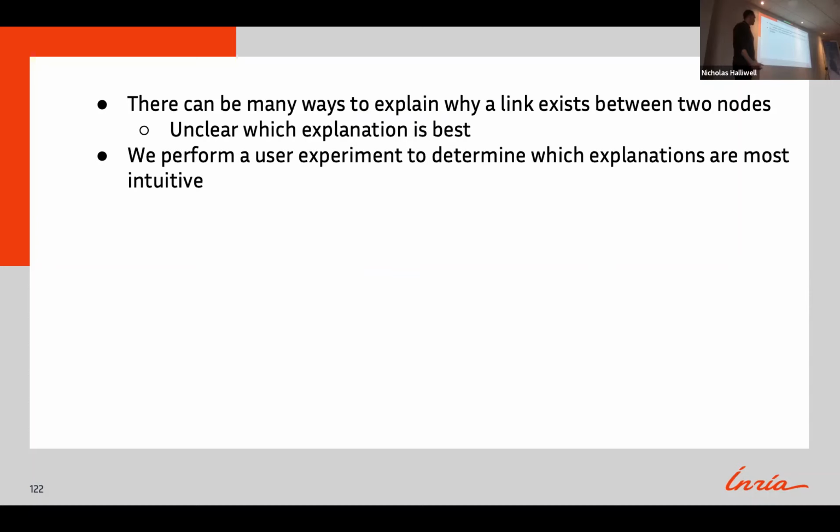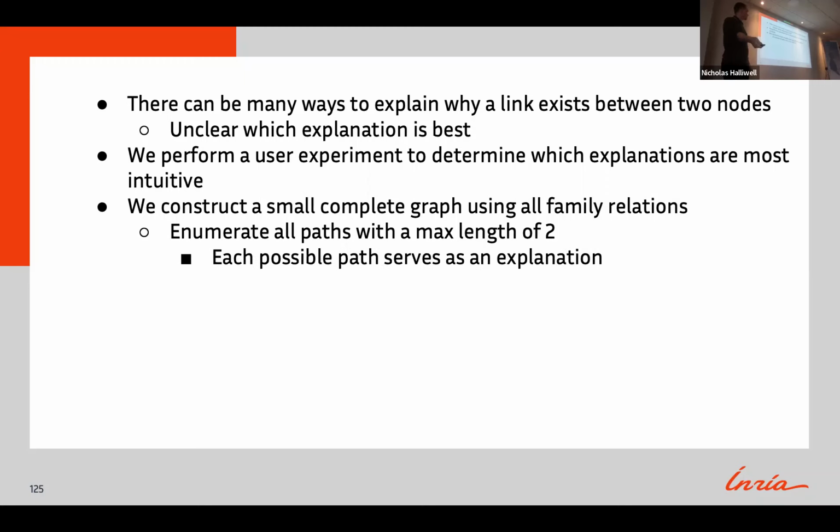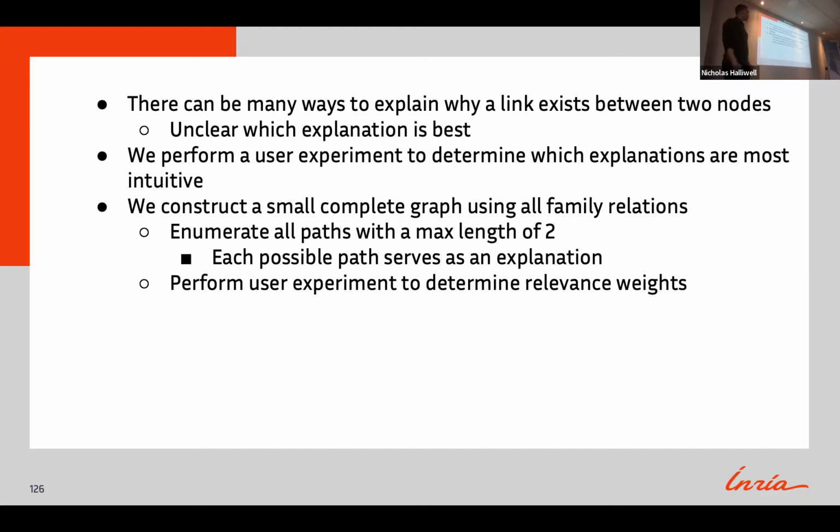So in this work, we perform a user experiment to determine which explanations are most intuitive. We construct a small complete graph using all family relations, and we have enumerated all paths with a maximum length of 2. Each one of these paths serves as a possible explanation. In the user experiment, users are asked to identify which explanation is most relevant, and we use these scores as relevance weights. Each explanation is rated on a Likert scale between 0 and 4, 4 being the most intuitive, 0 being not intuitive at all.